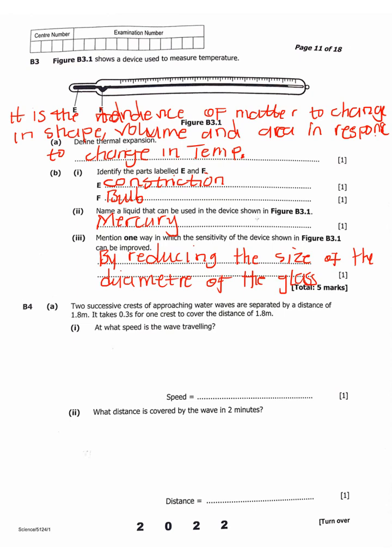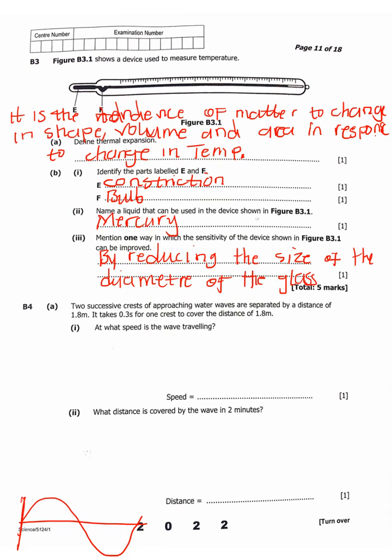Two successive crests of approaching water waves are separated by a distance of 1.8 meters. It takes 0.3 seconds for one crest to cover the distance of 1.8 meters. Question A, at what speed is the wave traveling? So let's maybe see if we can make this particular visual diagram. So we have something like this.